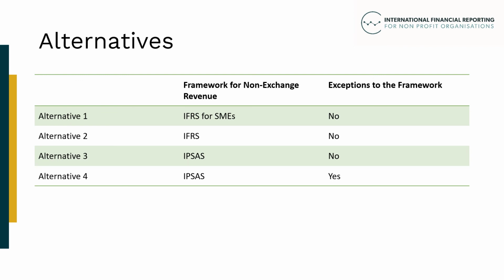Alternative 2 proposes a framework for non-exchange revenue based on IFRS. Again, IFRS does not include any exceptions for any gifts in kind or services in kind, and Alternative 2 does not propose introducing exceptions. Similar to IFRS for SMEs, the treatment of non-exchange revenue that are not government grants would be based on the conceptual framework for the IFRS standards. Alternative 3 proposes a framework for non-exchange revenue based on IPSAS. IPSAS permits, but does not require, revenue from services in kind to be recognised. However, all gifts in kind would need to be recognised under IPSAS, and Alternative 3 does not propose introducing exceptions for gifts in kind. Alternative 4 is the same as Alternative 3, apart from exceptions in respect of gifts in kind that are also introduced.